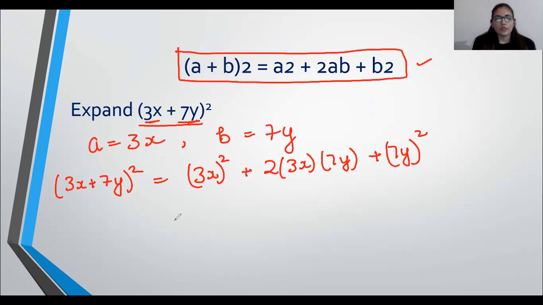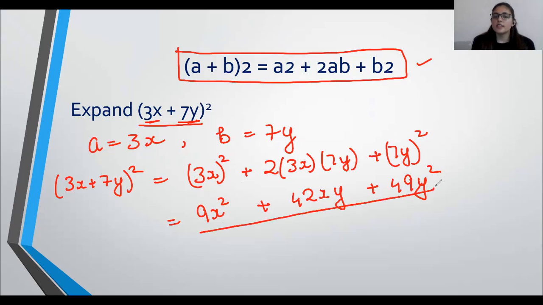Okay, so you can solve it further. So what will you get? 9x square, right? Then 42xy, and over here 49y square, and this is your final answer. See, within just 2 steps we have answered this question, right? It's easy, right? Okay, so let's move to the next question and let's understand the next identity.